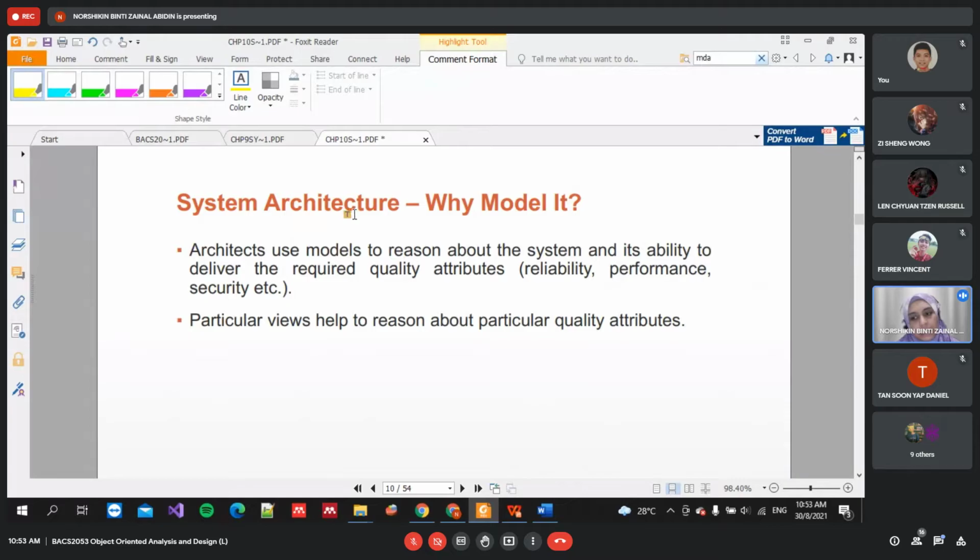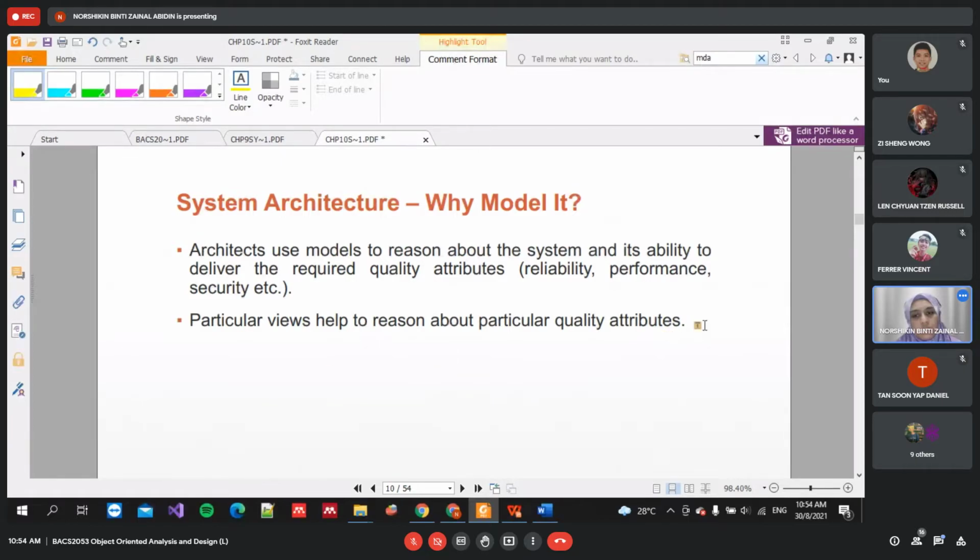So here, system architecture: why do we need to model it? First, architects use models to reason about the system and its ability to deliver the required quality attributes such as reliability, performance, security. This is the attribute aspect. Other than these, modifiability is another example too. So particular views help to reason about particular attributes.